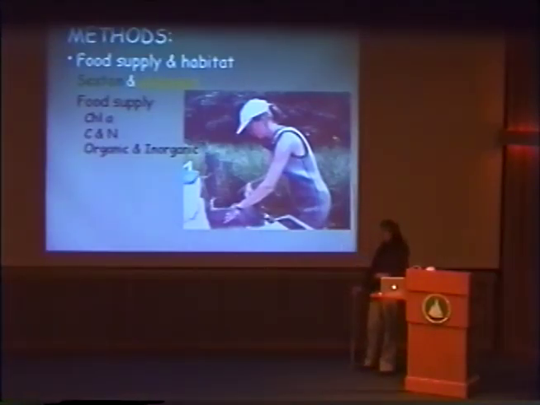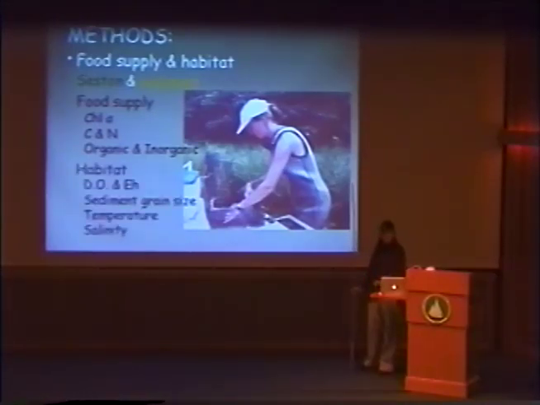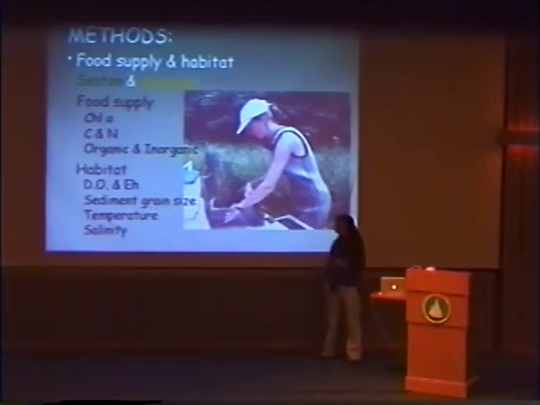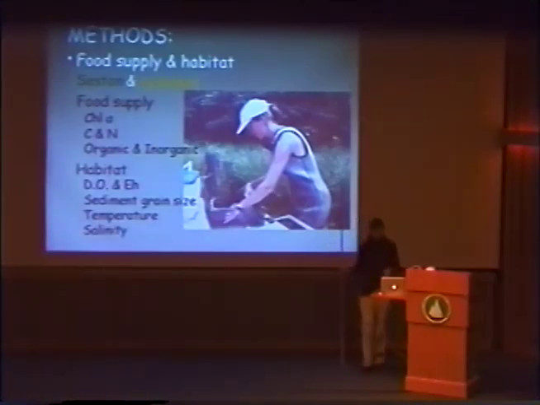And then we also looked at the overall organic versus inorganic composition of the food supply in both of those sources. And then to assess habitat, we looked at dissolved oxygen concentrations in the near-bottom waters. We also looked at Eh, which is reduction-oxidation potential, a proxy for oxygen availability in the sediments. We also looked at sediment grain size and texture, and then temperature and salinity in the water column.